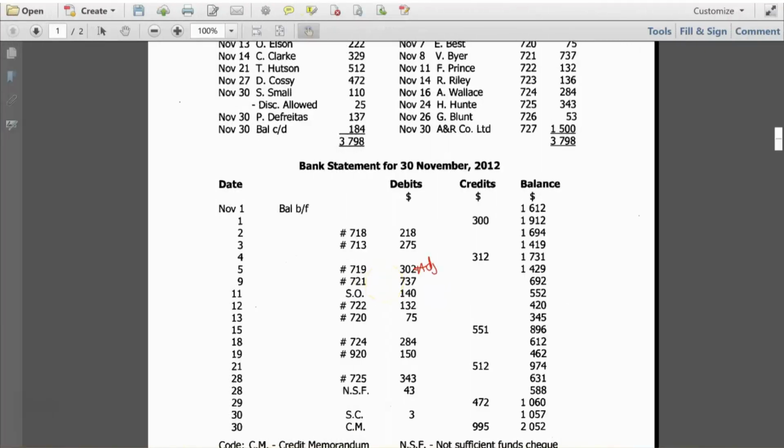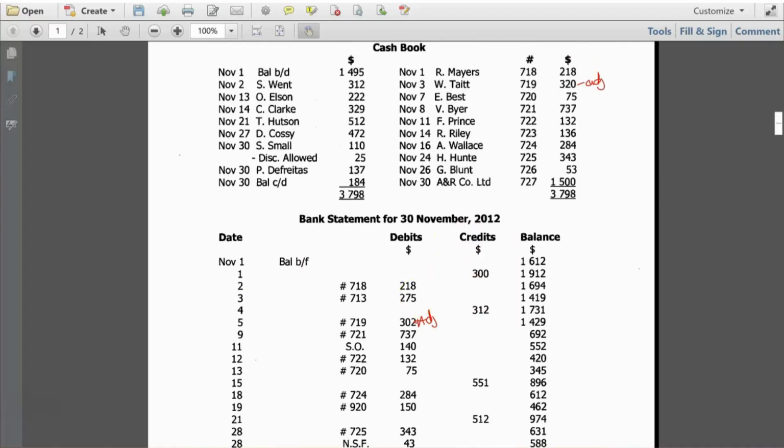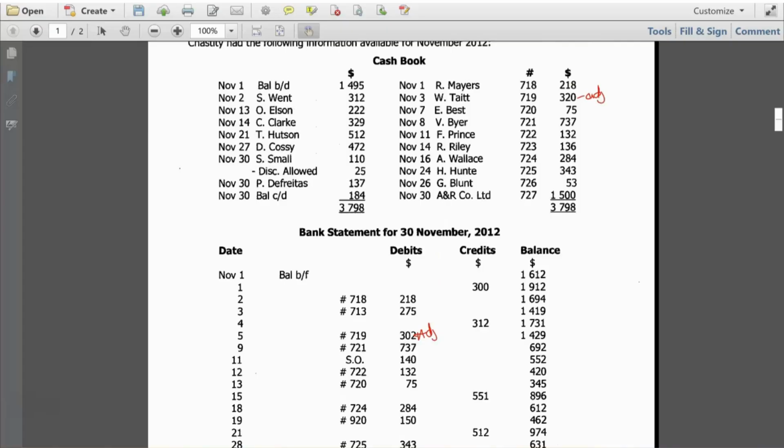Now it's time for the checkoff process. So what we're going to do is look at our bank statement, at all the transactions listed on that statement, and check it against our cash book. What we're doing is identifying what we have.